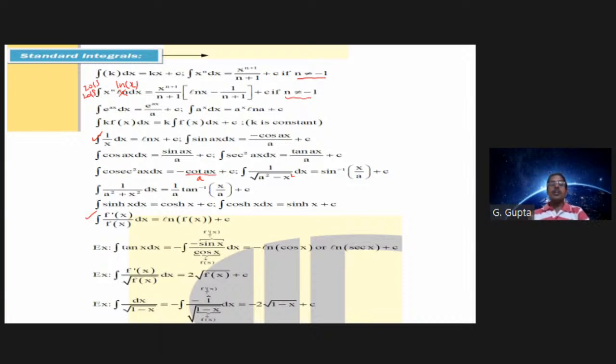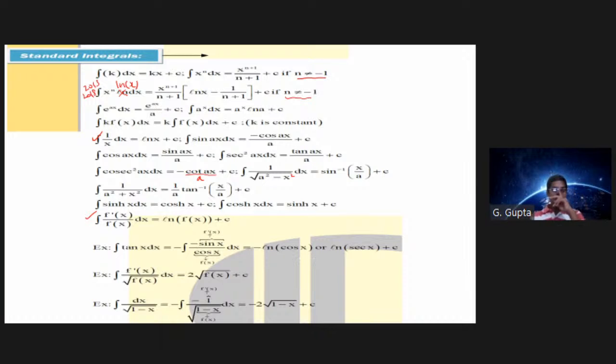Because I want to denote cos x, the denominator, as fx. Cos x derivative is minus sin x. So minus sin x is f dash x. So it looks in the form of f dash x by fx. So minus outside, minus log of cos x. According to the properties of logarithm, this minus is shifted to the power. So cos x whole power minus 1 is 1 upon cos x, which is nothing but secant x. So log secant x or minus log cos x.